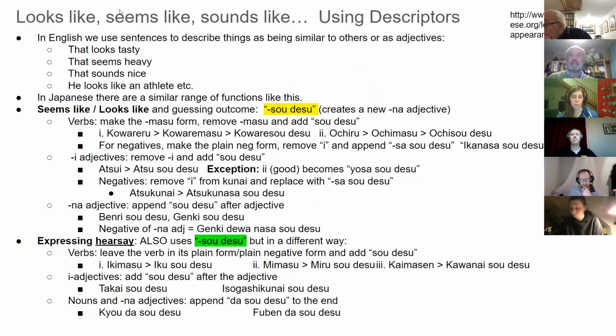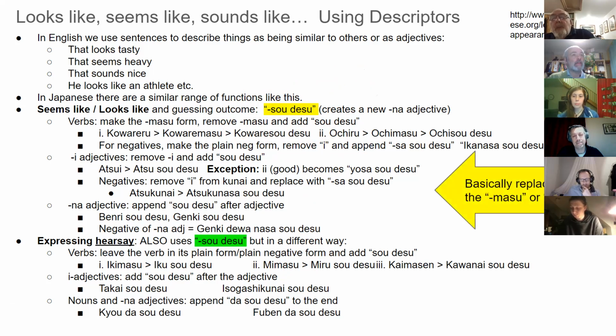Okay, let me just summarize this because it's probably quite confusing already. With "it looks like", the "sou desu" basically replaces the "mas" or the "i" most of the time with adjectives, and the negative forms of adjectives or the negative forms of verbs. Each time it's kind of forcing itself into the sentence.